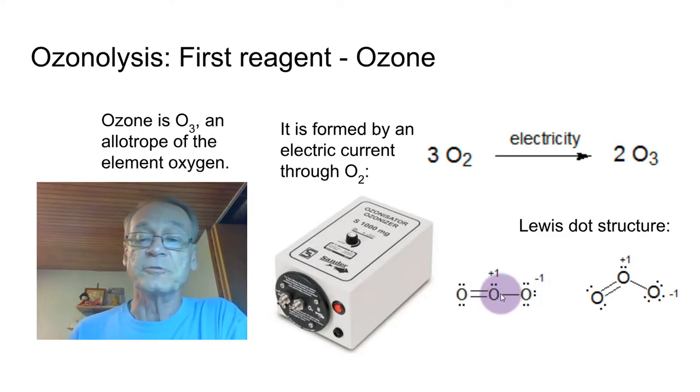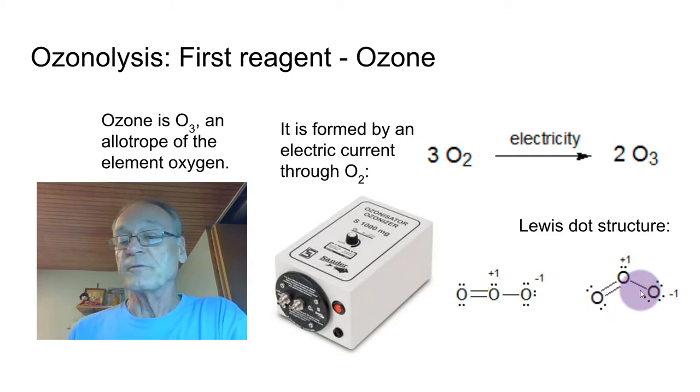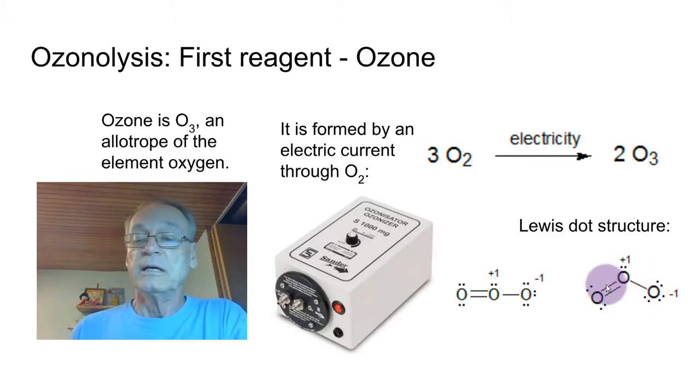This is a positive oxygen with 3 bonds and 1 lone pair. And so the charges balance out and it's a neutral molecule. This is drawn in a straight line. We know that it's actually trigonal planar, which means angles of about 120 degrees. And so this is a more realistic picture of the angle in the molecule.